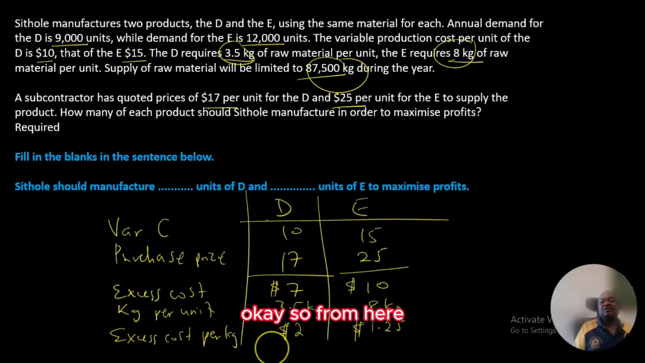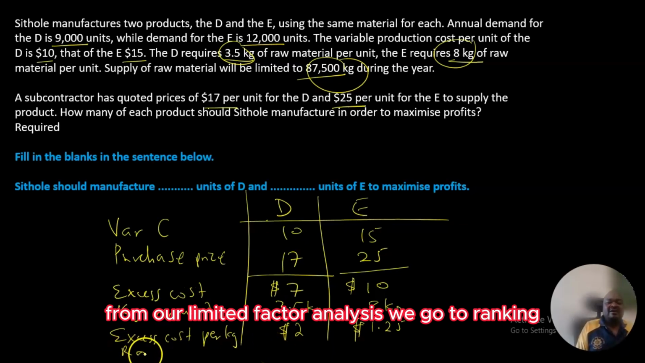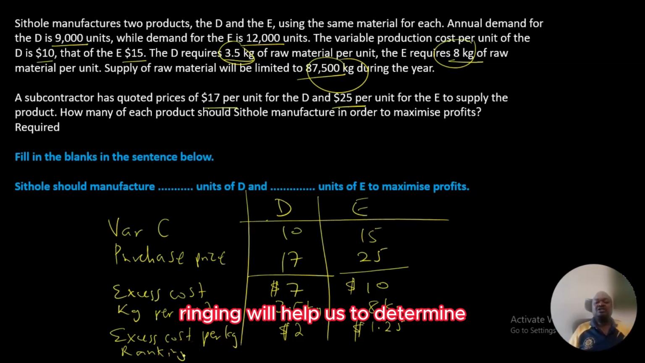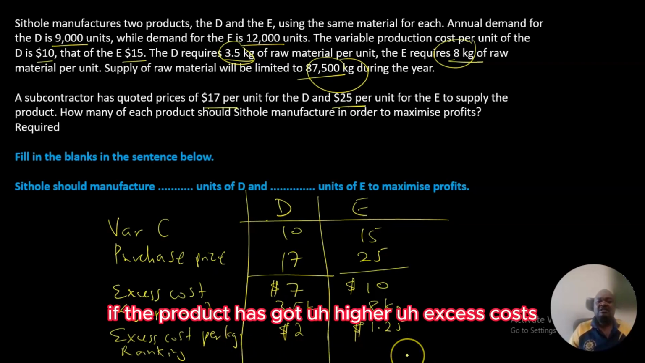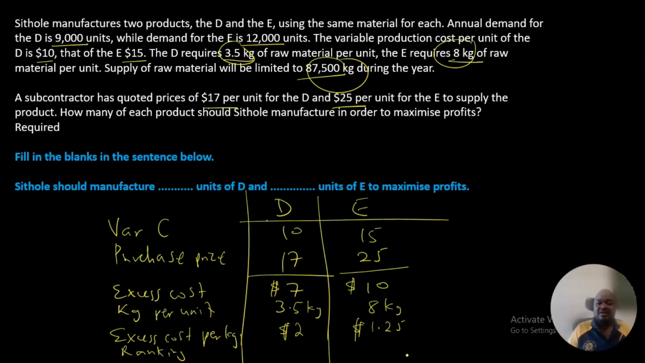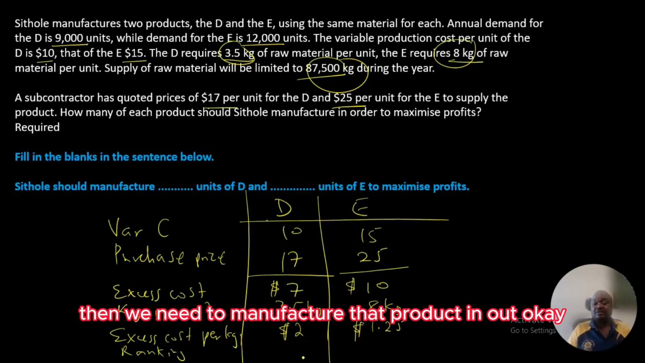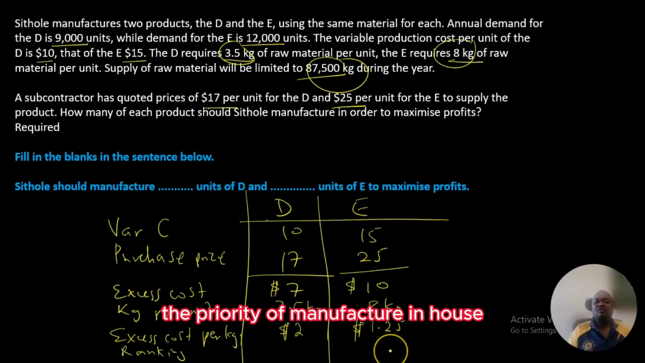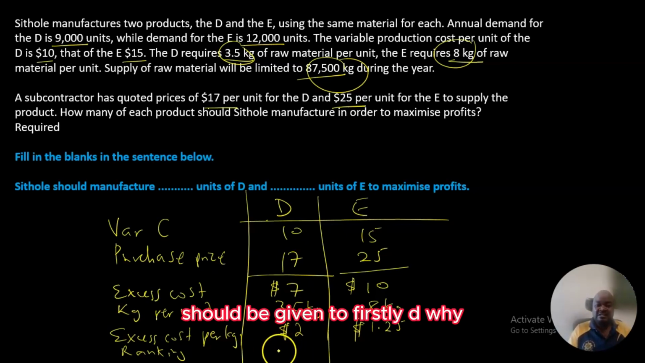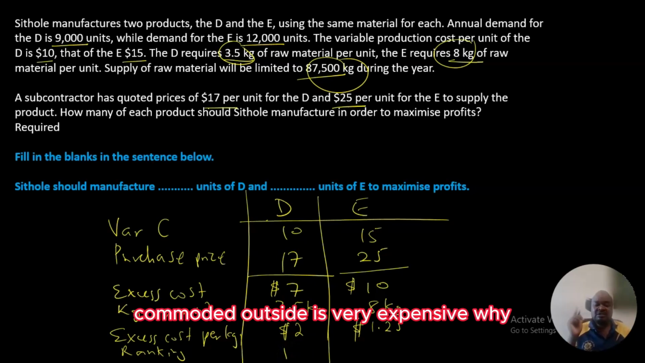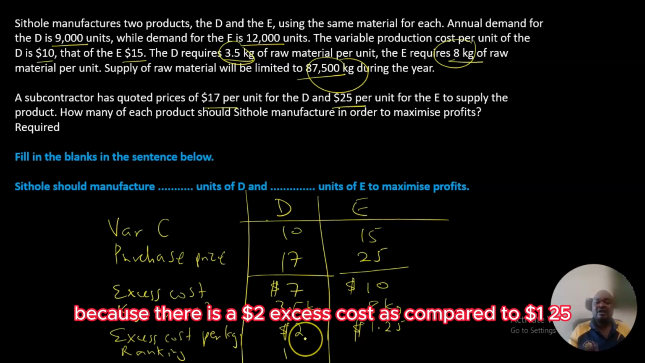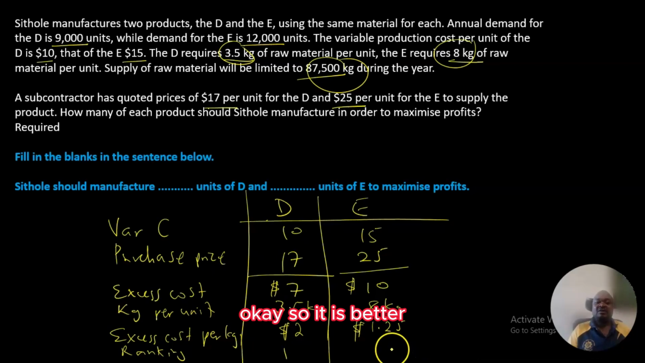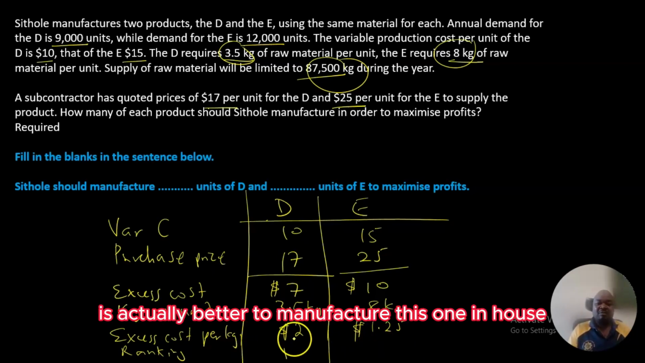Okay, so from our limiting factor analysis, we go to ranking. The ranking will help us to determine which products could be manufactured in-house and which ones require us to procure outside. So if the product has got higher excess costs, then we need to manufacture that product in-house, because to buy it outside is very expensive. So the priority of manufacture in-house should be given firstly to D. Why? Because if we procure this commodity outside, it's very expensive, with a $2 excess cost as compared to $1.25. So it's actually better to manufacture this one in-house.